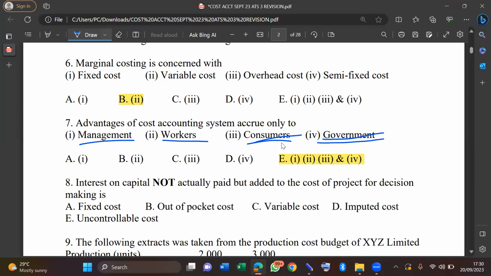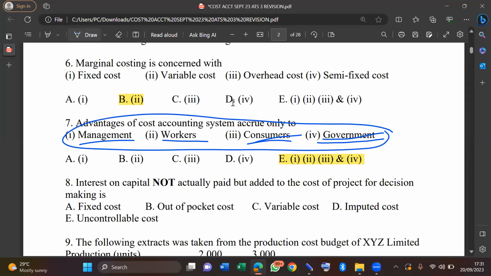We said cost accounting is for managerial decision making. That managerial decision making is on what? All this. I hope that is clarified. Yes, sir. Shall we?